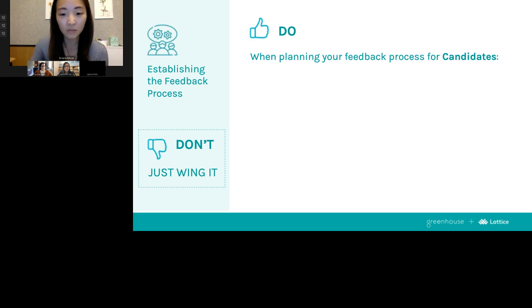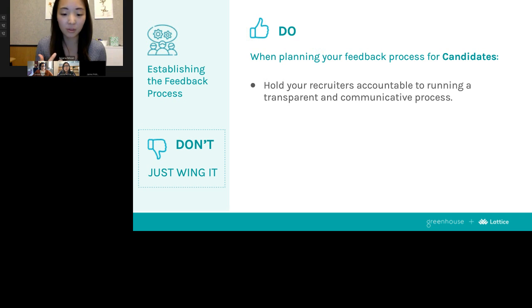So when you're planning your feedback process for candidates, you want to start off by, especially when you're a recruiting manager running a recruiting process, holding your recruiters accountable to running a transparent and communicative interview process. I think the key word here for me is really planning. You want to set the stage for being able to provide feedback well by intentionally creating this kind of transparency, this kind of communicative recruiting process for the candidates.